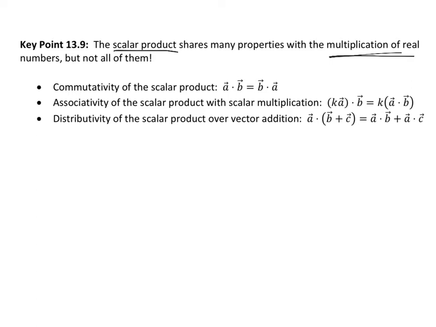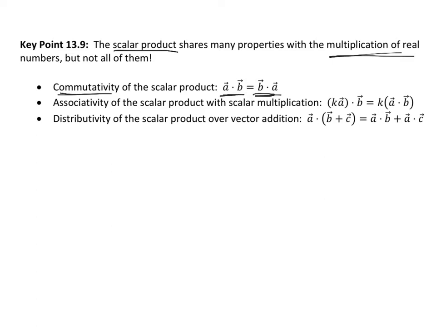So, things that it shares: the scalar product is commutative. What it means for it to be commutative is that it doesn't matter what order you perform the scalar product in. If you do A dot B, it's the same as doing B dot A. So that means that the scalar product is commutative.